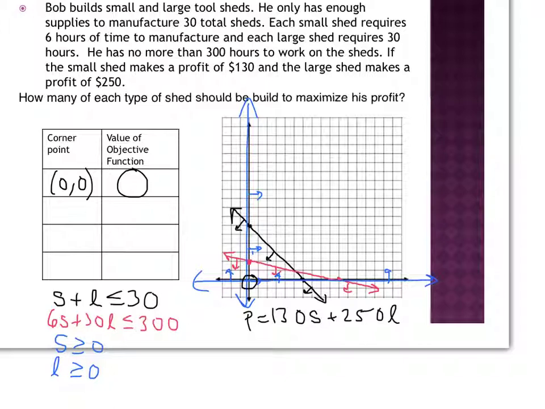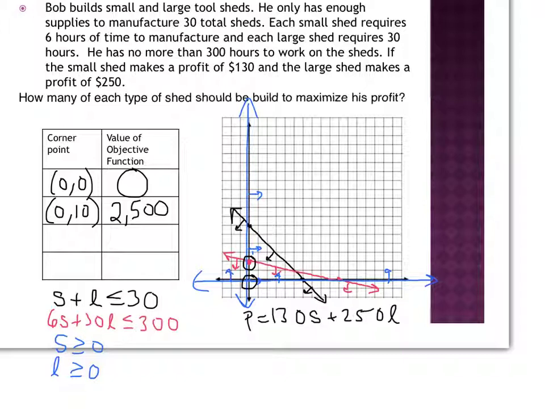Okay, let's see here. The next one, we have 0 and then up 2, but remember we're going by 5s. So this would be 0, 10. If we plug that into our objective function, 0 times 130 is 0, plus the 250 times 10 would give me 2,500. All right, now he's making some money.